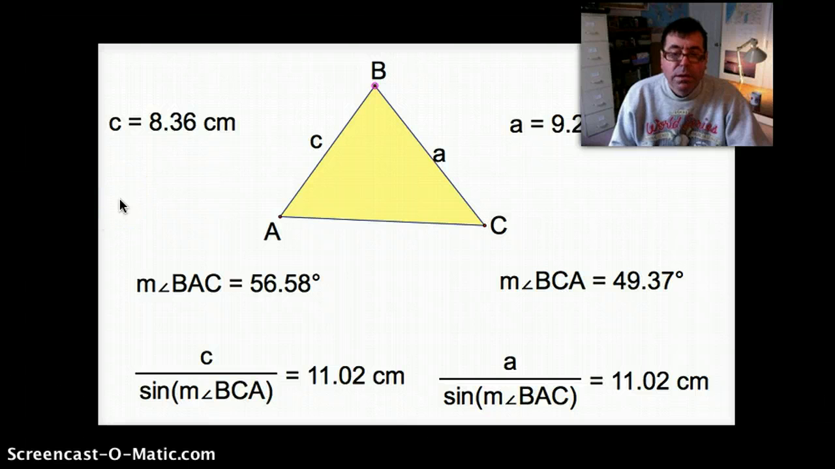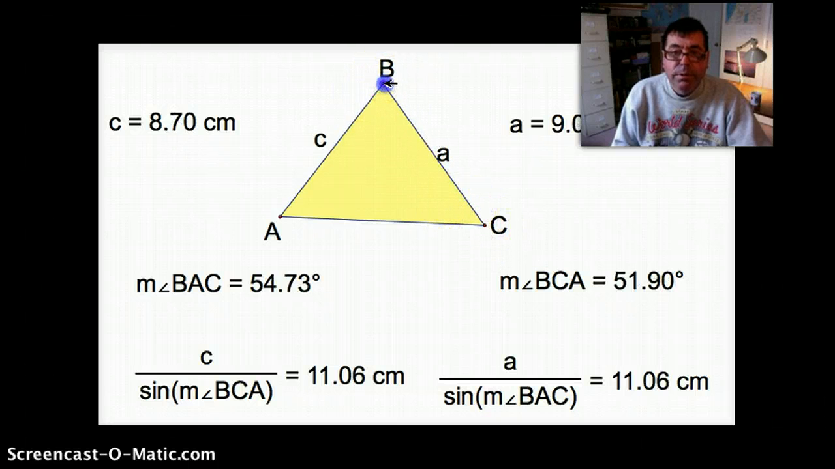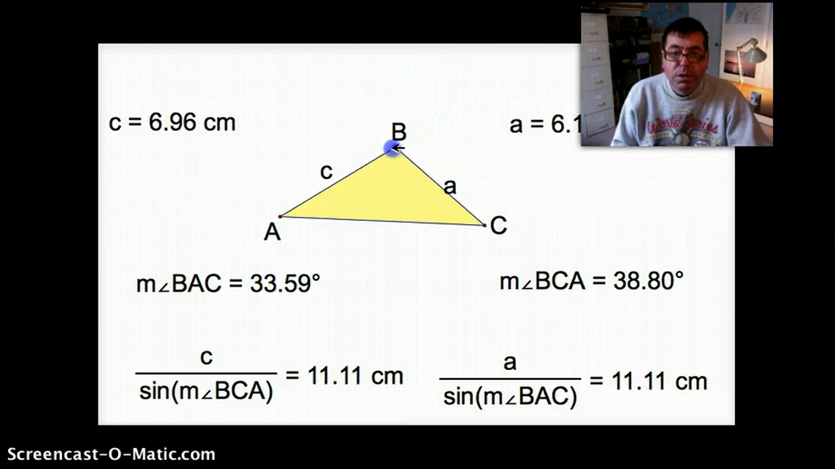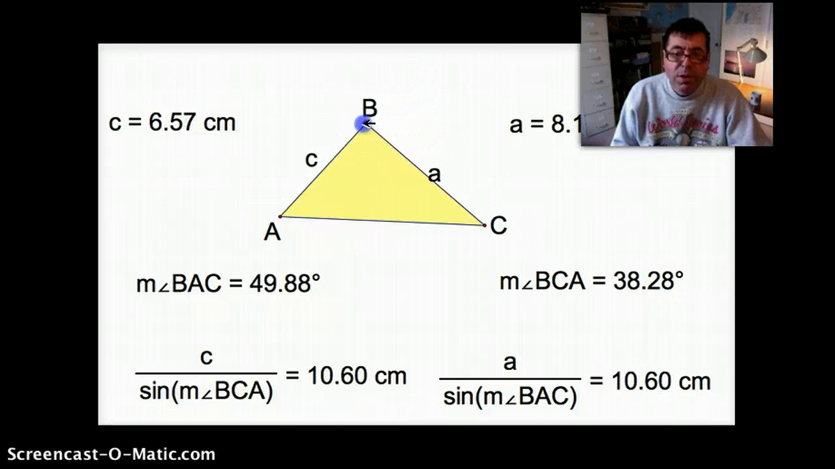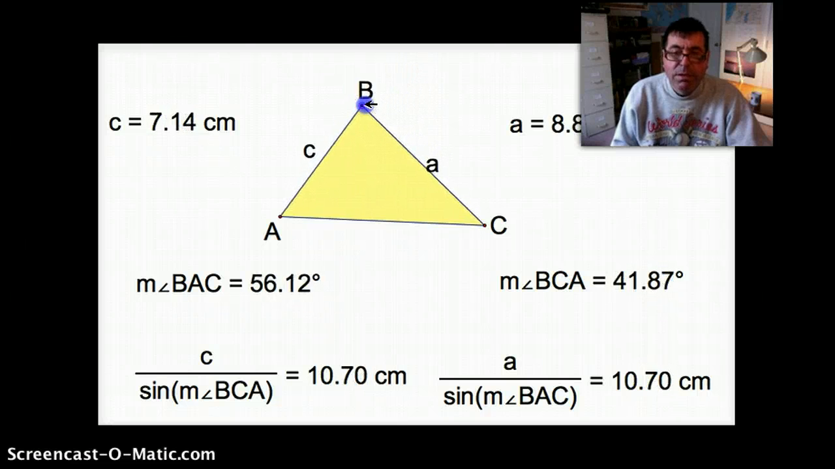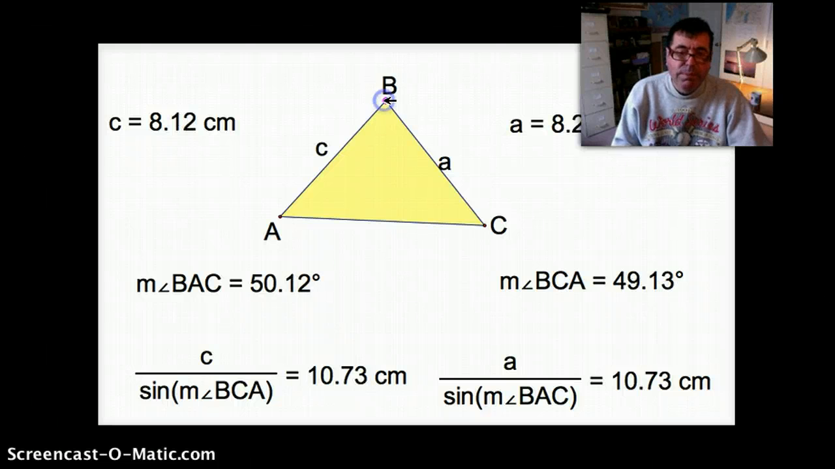Let's see. Now I've asked a computer to compute c over the sine of angle C and a over the sine of angle A. Now I'm going to go back and move my triangle. If you notice, all of the values are changing, but down at the bottom, the values are the same. So the ratios of the side to the sine of its opposite angle remain the same for a triangle.